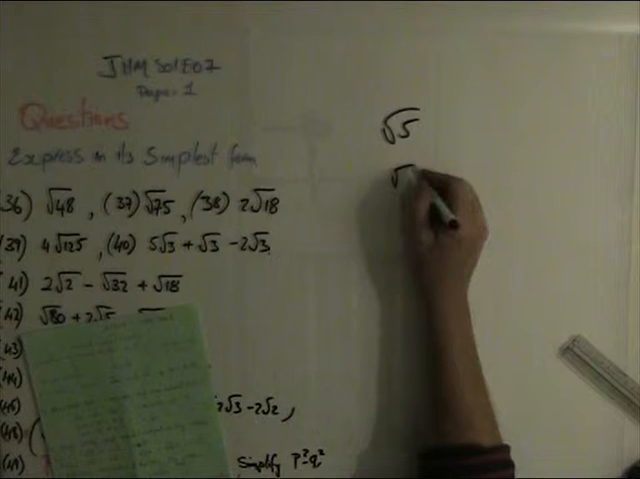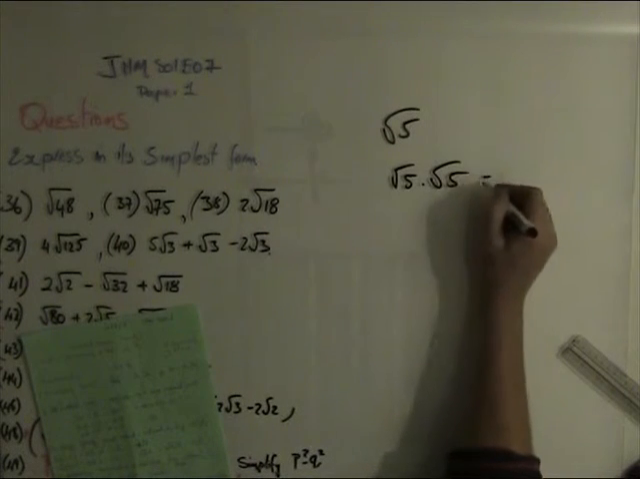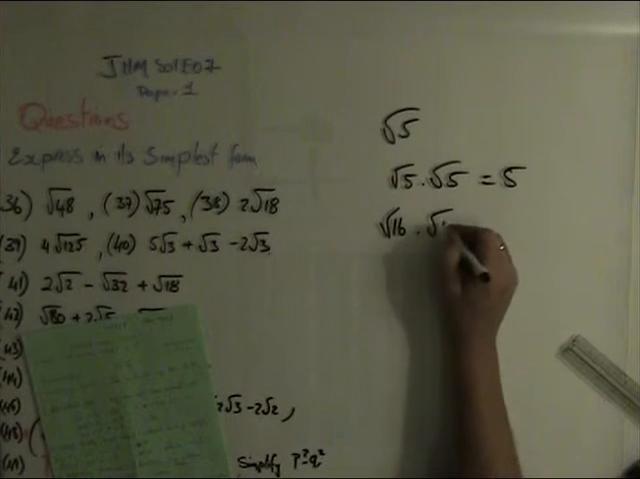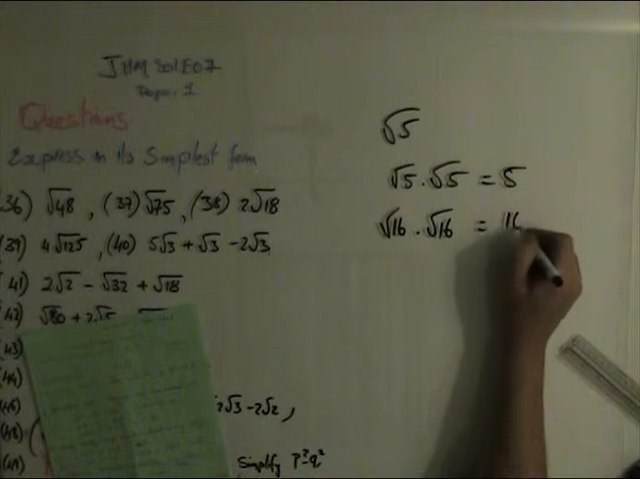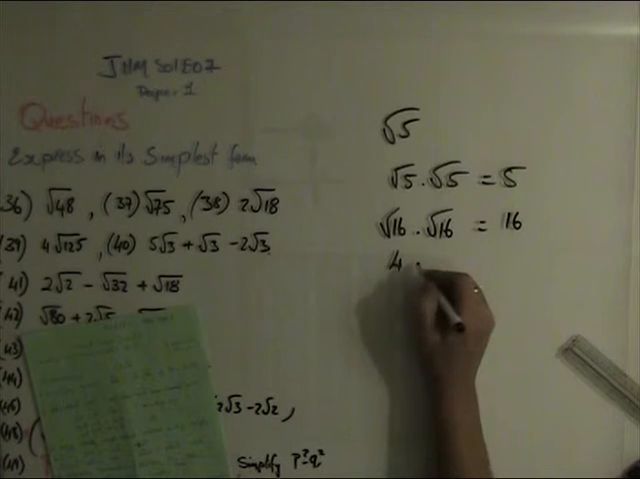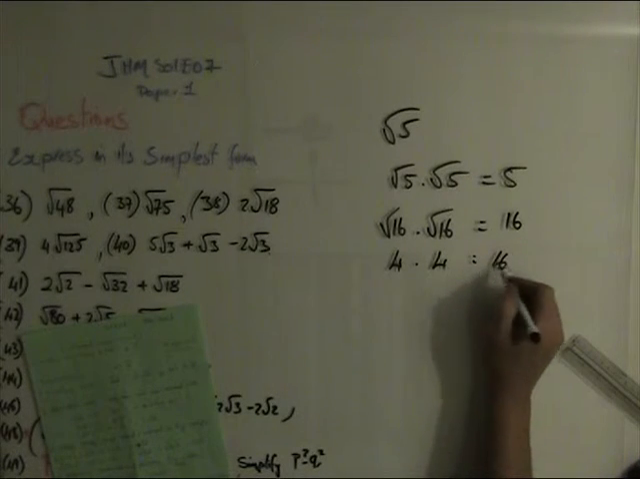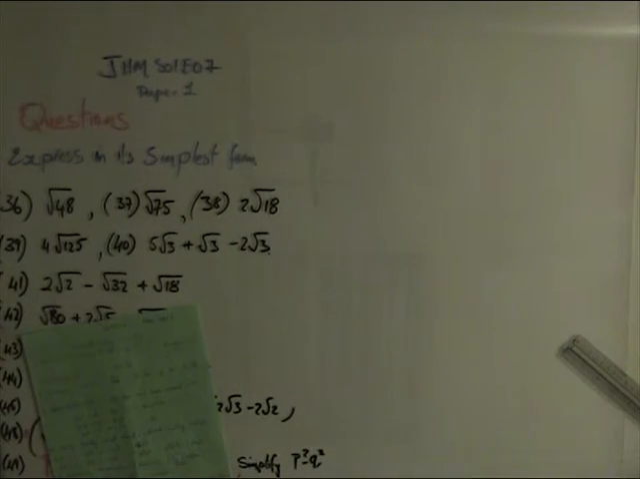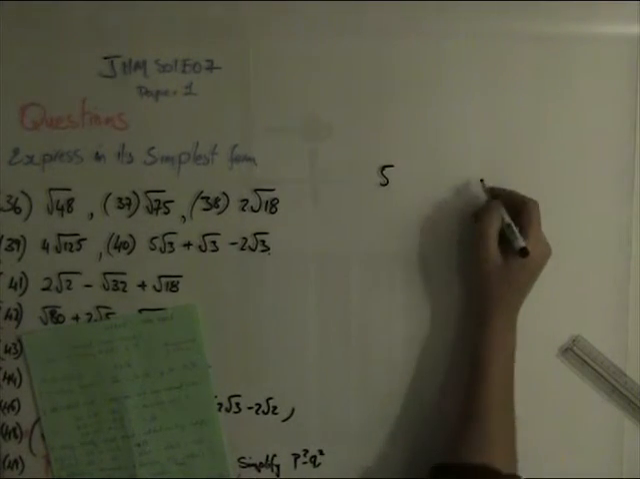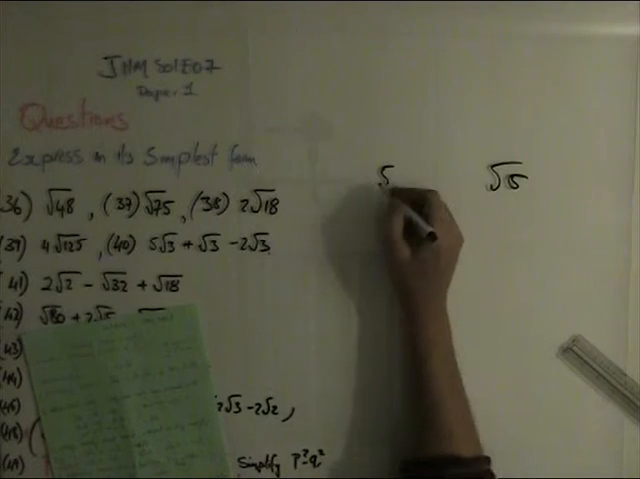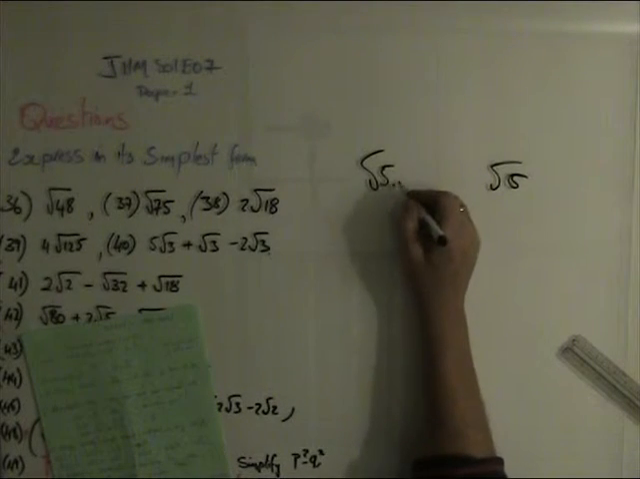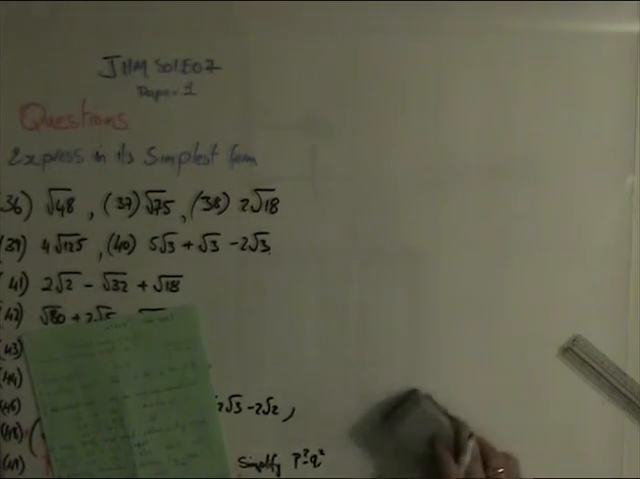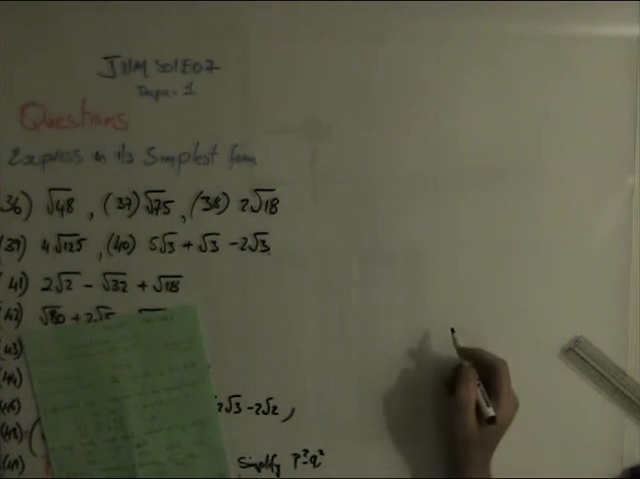Now remember that root 5 times root 5 is equal to 5. How do I get that? Well, let's go back to basics. Root 16 times root 16 is equal to 16. The square root of 16 is 4, and 4 times 4 is 16. So that's another way of representing 5. If you have 5 and everything else is root 5, you can change that 5 to root 5 times root 5. That's the trick there. Just to let you know, it does occur. Anything else?